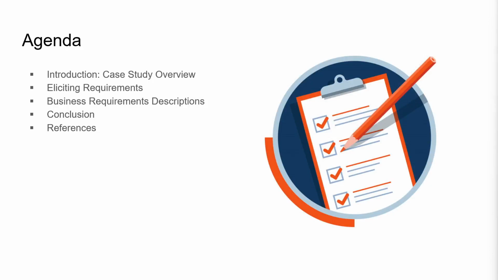We will begin with a brief reintroduction to the case study and the purpose of our selected project. We will then discuss the process of eliciting requirements before discussing a few recommended requirements to be included in the case study project. We will then finish with some conclusions that we can draw about business requirements as a result.